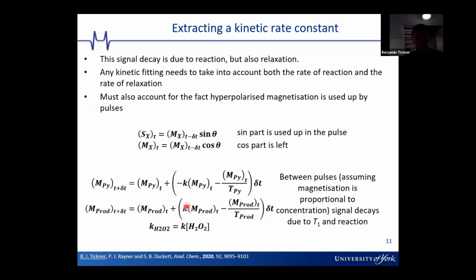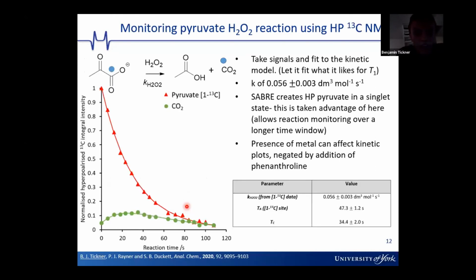So what happens now when we take these kinetic equations and fit them to the signal intensities from those spectra I showed on the last slide? Even though we're using doubly carbon-13 labeled pyruvate, let's just look at what happens for this labeled site first, which is converted into carbon dioxide. So we normalize it to 1 in the first instance and fit it to the kinetic equations I just showed. And you can see we get a reasonable fit.